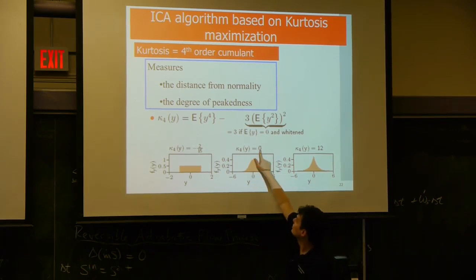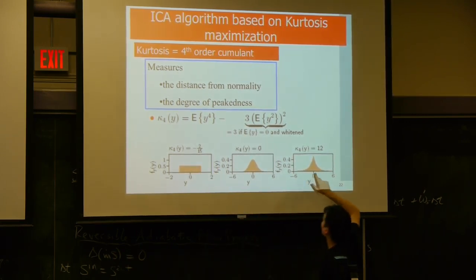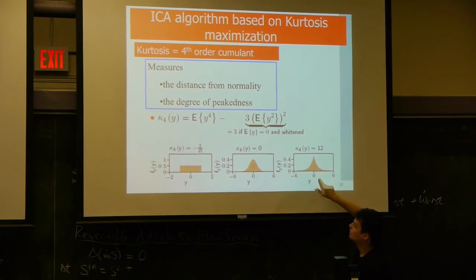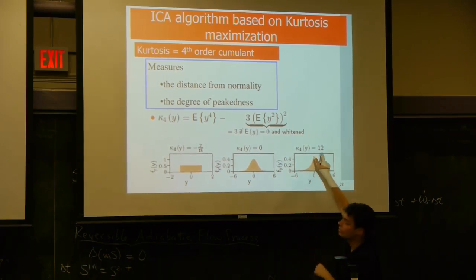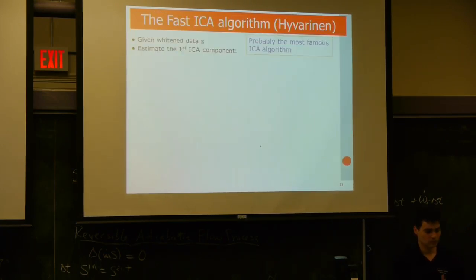This is a Gaussian distribution, its kurtosis is 0. If the distribution is sub-Gaussian, it has a wide tail, then the kurtosis is negative. If it's peaky like this, then the kurtosis is positive. We want to go far from 0. And let's discuss quickly the FastICA algorithm in 10 minutes. So our whitened data is denoted with z, and we want to estimate the first ICA component.